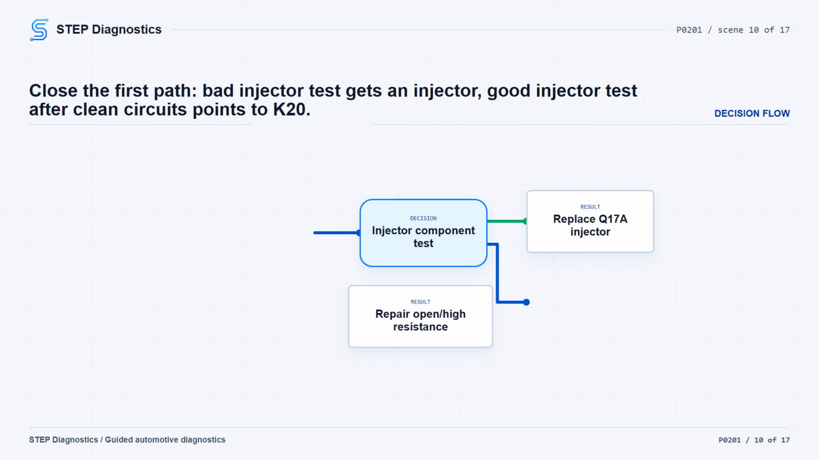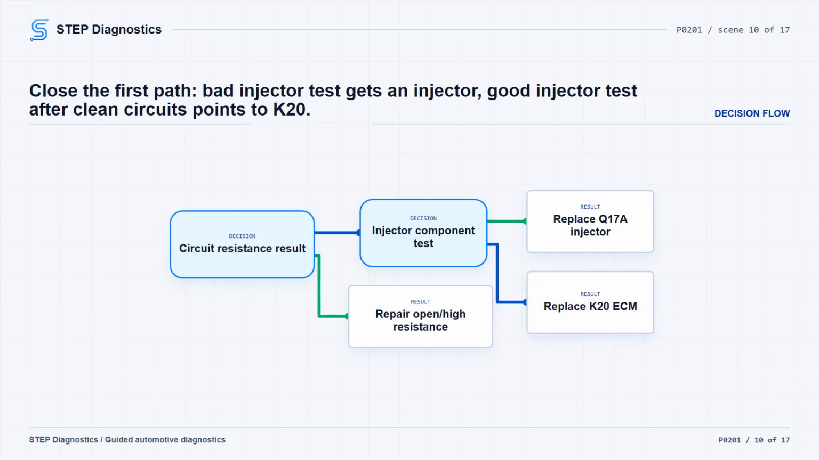If both paths are less than 2 ohms, move into injector component testing. If the injector tests bad, replace the Q17 fuel injector. If the injector tests good and the circuit checks have passed, replace the K20 engine control module.